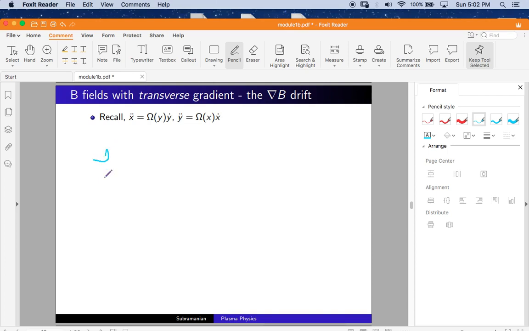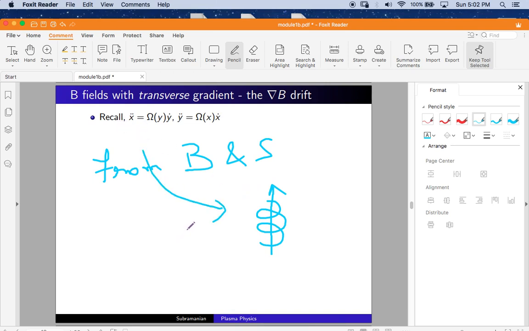This treatment is from Boyd and Sanderson. Recall these were the basic equations: x double dot and so on. These are the basic equations for this. Now what you're going to do, of course, is expand. We will be expanding only this, in a Taylor series, owing to the fact that B can vary, but B varies gently.